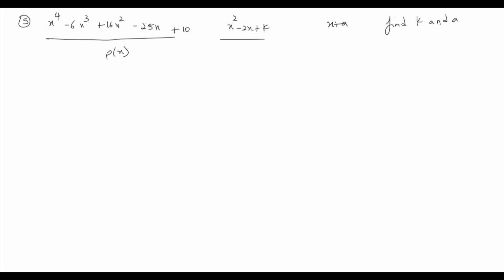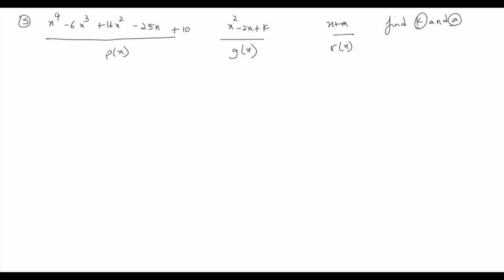Fifth question is, if the polynomial p of x, that is x power 4 minus 6x cube plus 16x square minus 25x plus 10 is divided by another polynomial x square minus 2x plus k, it gives a remainder x plus a. We have to find the values of k and a. You understand, this is our p of x, this is our g of x, this is the remainder, r of x, and what you have to find is k and a.